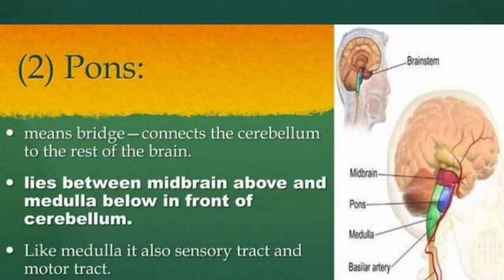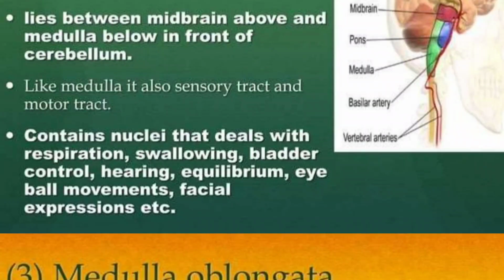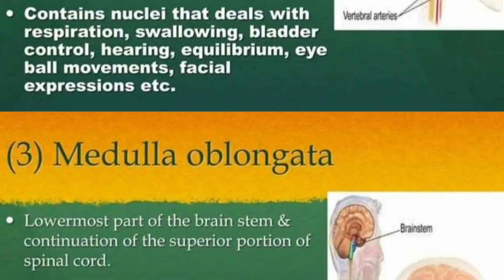Pons means bridge. It connects the cerebellum to the rest of the brain and lies between the midbrain above and the medulla below, in front of the cerebellum. Like the medulla, it also has sensory tracts and motor tracts, and contains nuclei that deal with respiration, swallowing, bladder control, hearing, equilibrium, eyeball movement and facial expression, etc.